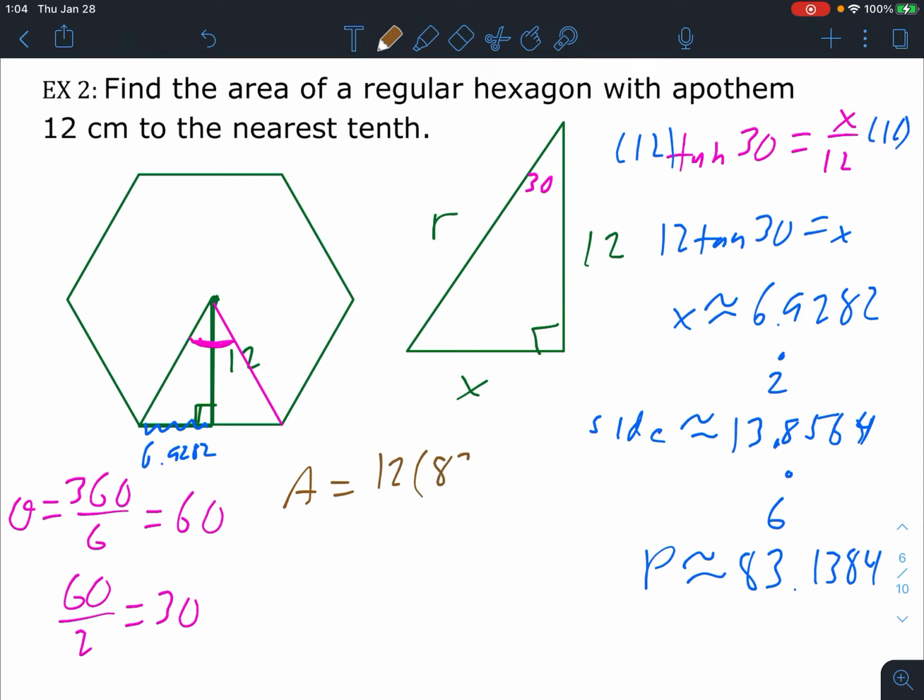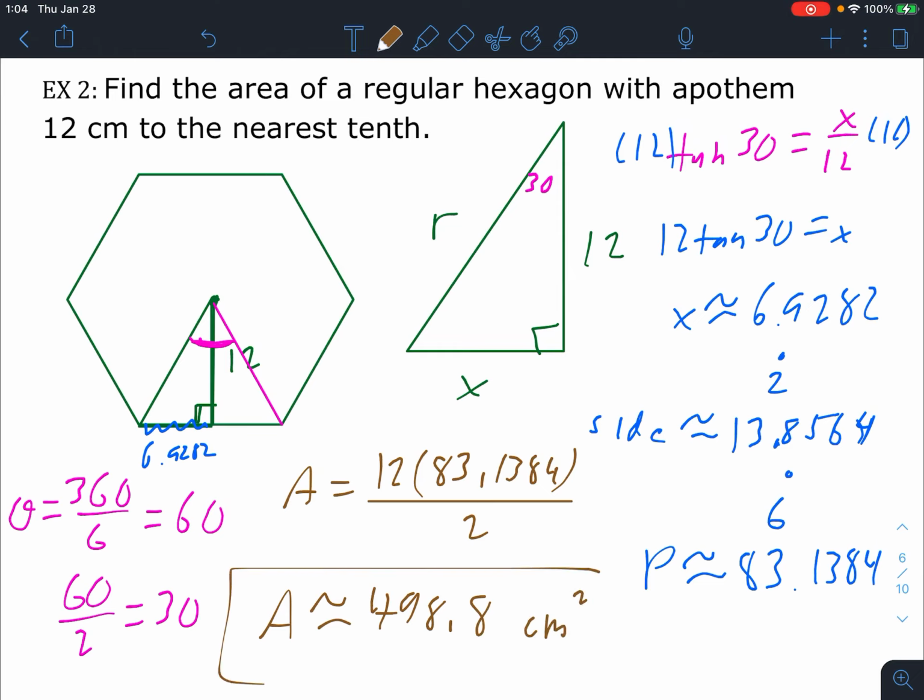And now we have everything that we need to find our area. Apothem times perimeter over 2. And our area is 498.8 square centimeters.